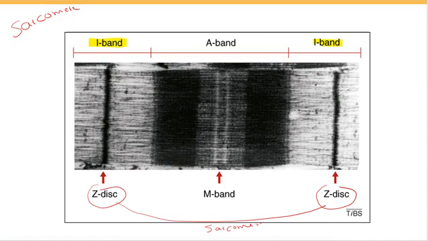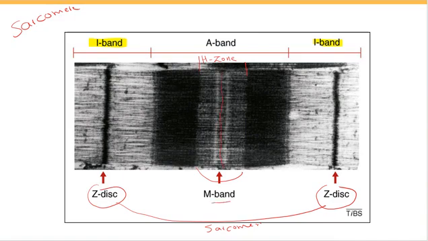So as you can see, in the middle of the A band, there is a region which is lighter than the other part of the A band. We call this region the H zone. So from here till here, which is a little bit lighter than the other part of the A band, we call this the H zone. So the H zone is going to be found in the middle of the A band. And then in the center of the A band, we have the M line or M band.